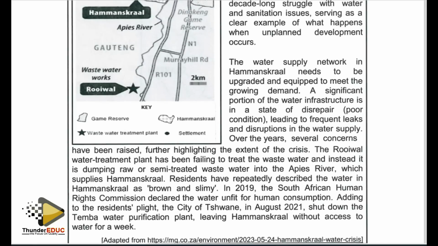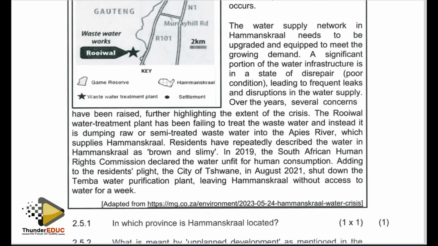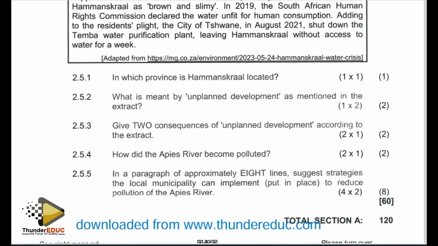Right, this is map interpretation. You can see where Hammanskraal is and the province indicated here, and whatever you can use this infographic to figure out. Right, Hammanskraal is located in Gauteng. It's in Gauteng province.